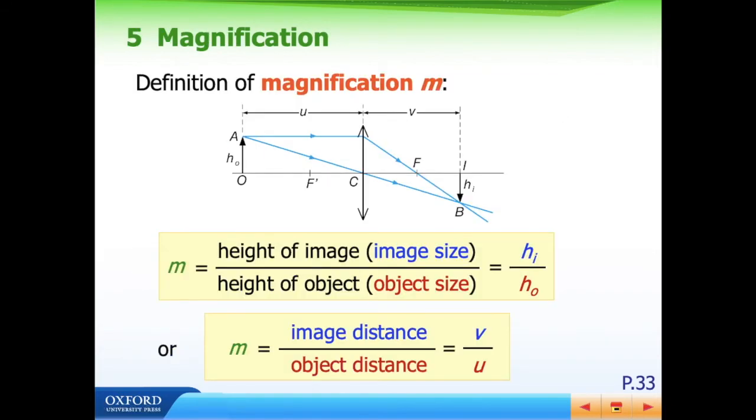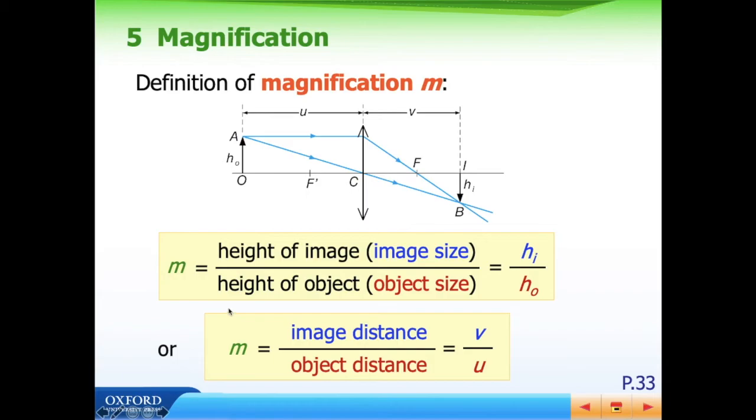We are now in section number 5. In this section, we are going to discuss the concept of magnification. What is magnification? By definition, class, magnification is simply the ratio between the height of the image and the height of the object. And it is expressed by this formula: M is equal to h sub i divided by h sub o.